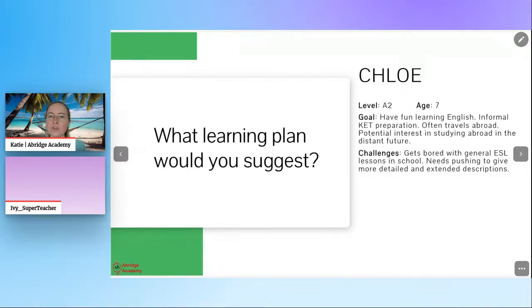This is an example of what to do if you have a student who doesn't have a really specific goal. The mum was like, we wanted to have fun learning English. Maybe prepare for some exams like KET in the future, but we haven't entered for any exams yet. We don't want to pressure her with exams. She travels all the time. She takes 6 to 7 classes a week with me, but she also takes a lot of breaks every now and then to go off on fancy holidays. She's potentially interested in studying abroad in the distant future, maybe for university, but she's currently age 7, so this is a long way away.